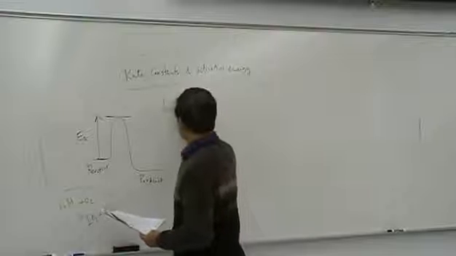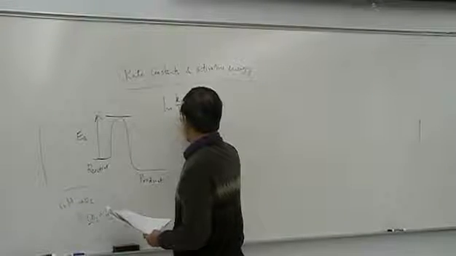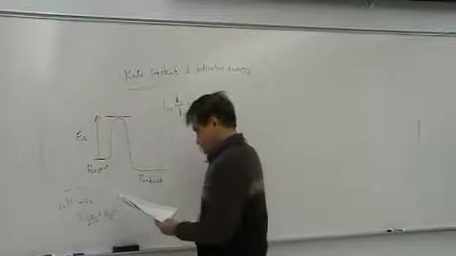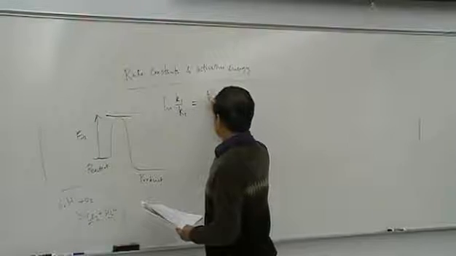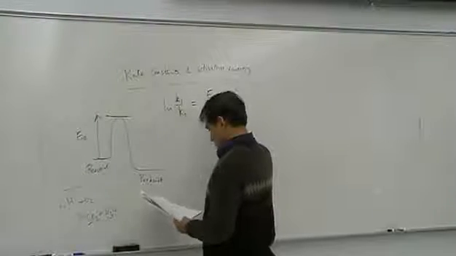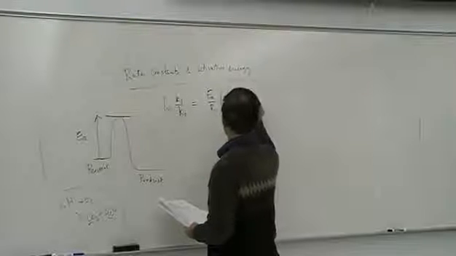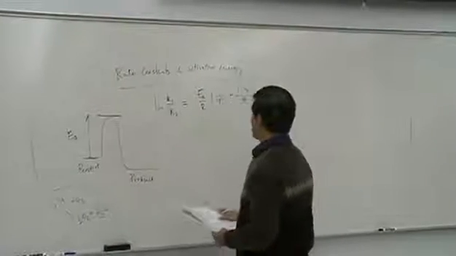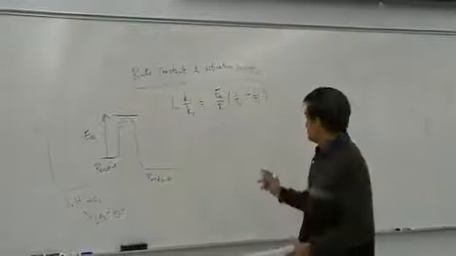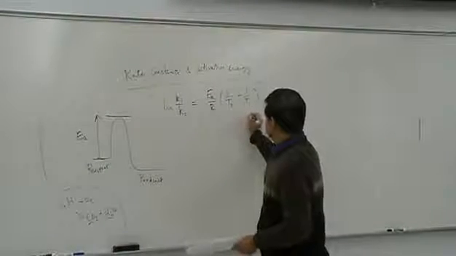Log of, this is natural log, K1 by K2 equals activation energy over R times inverse of T2 minus inverse of T1. Now let me define these. T1 and T2 are the temperatures.